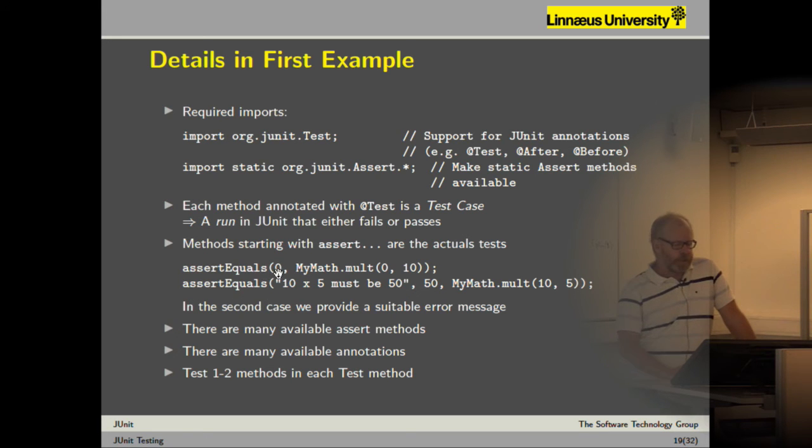We used the assertEquals method. We are doing a computation here, and we are saying that the result should be 0. So we are verifying that this computation will give the result 0. There is one other version where you can also provide an error message. If 10 multiplied with 5 didn't equal 50, it would also print this message. It will point out it was this assertion at this line that failed, but it will also say this message. You can provide a bit of information as well.